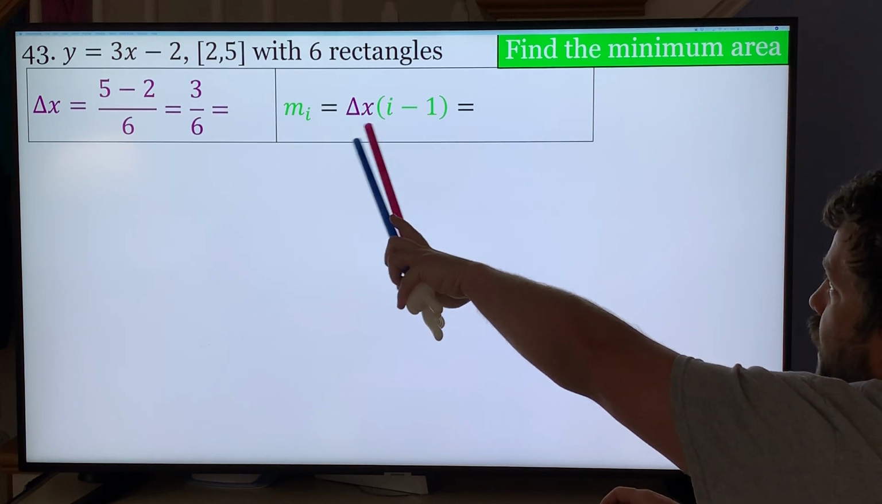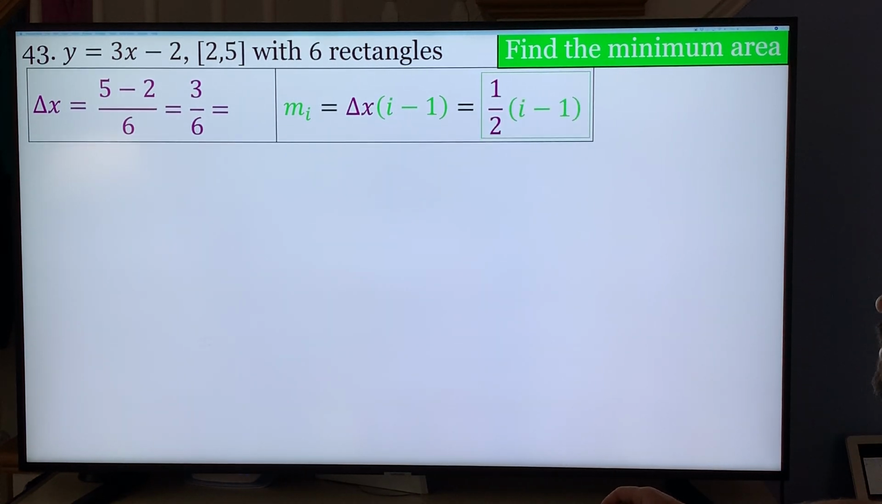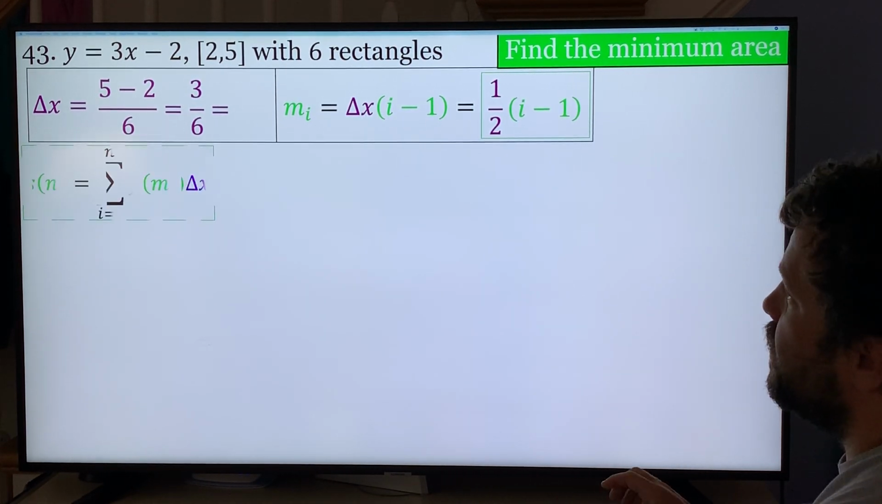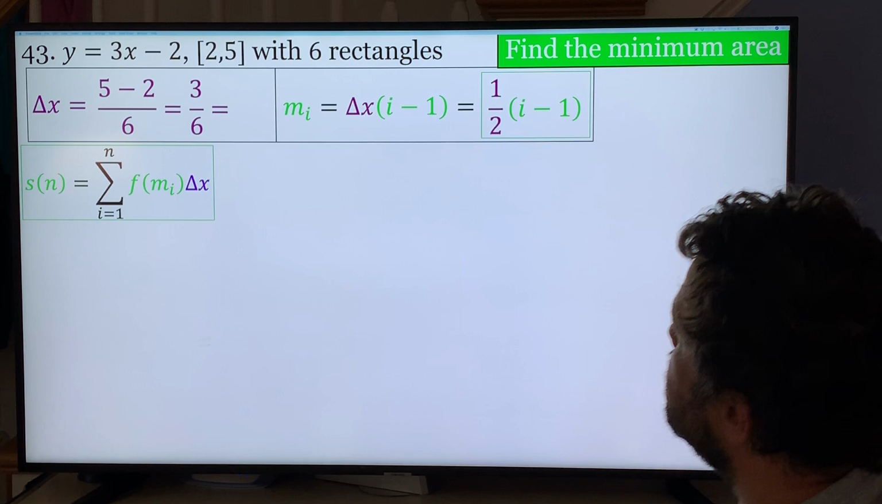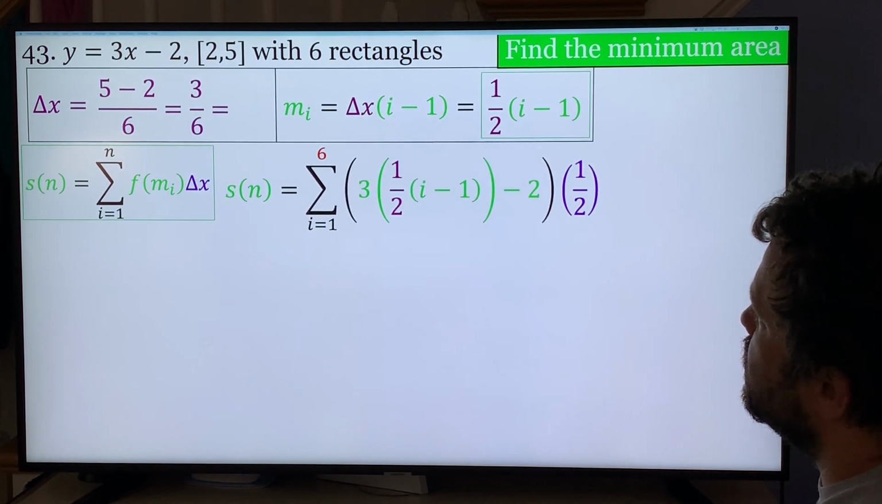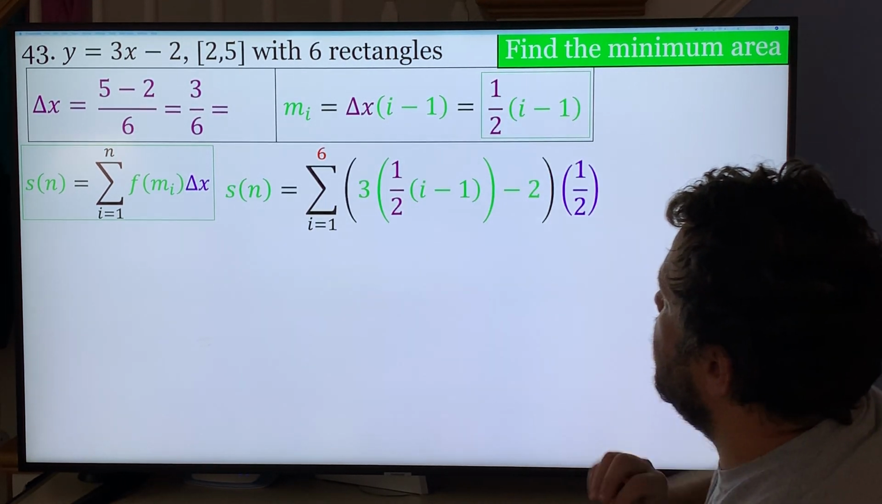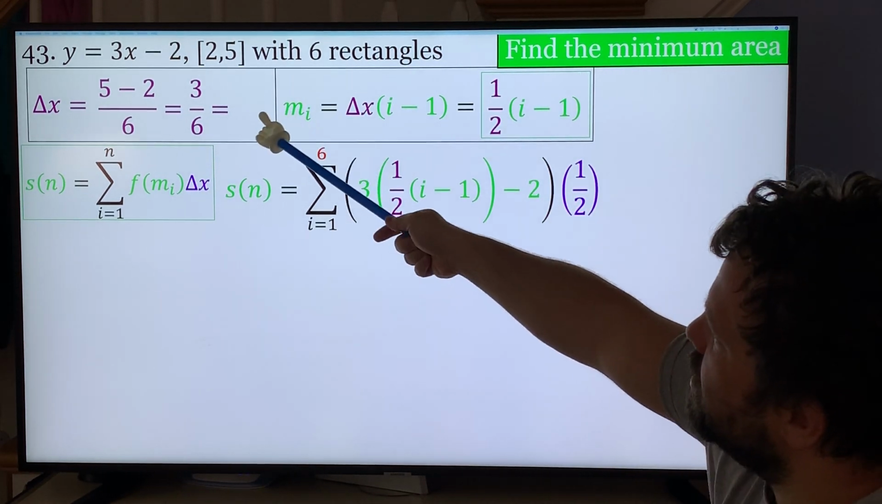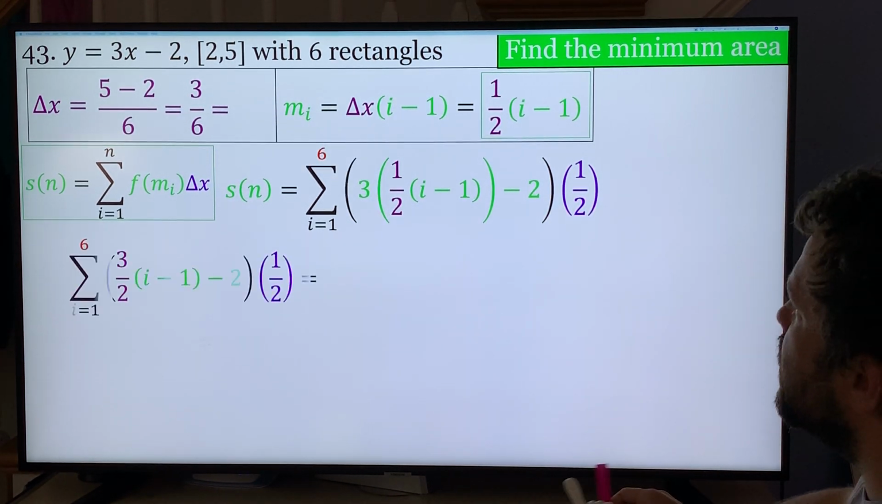So, m_i is 1/2 i minus 1. Got it? That's not too hard. We're going to plug it in for the x. So, 3 times (1/2 i minus 1), minus 2, times 1/2.